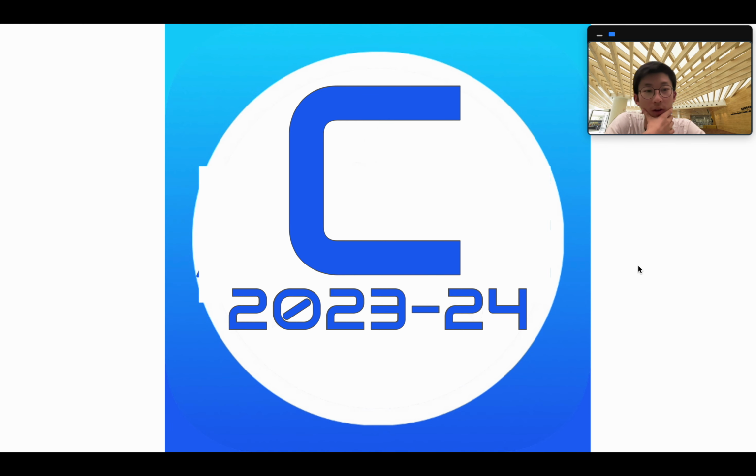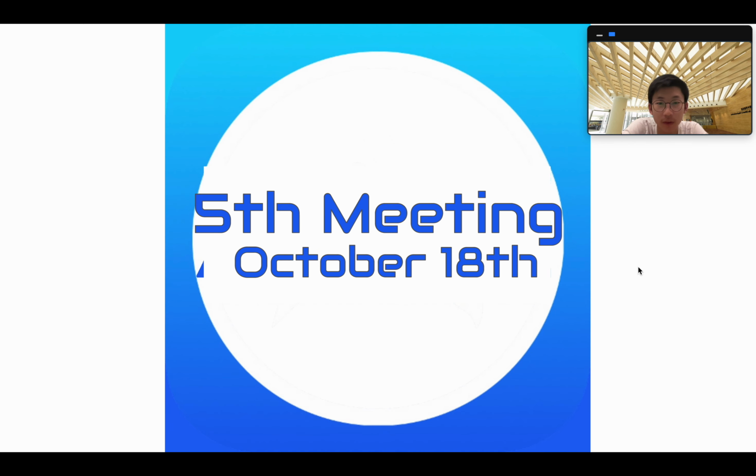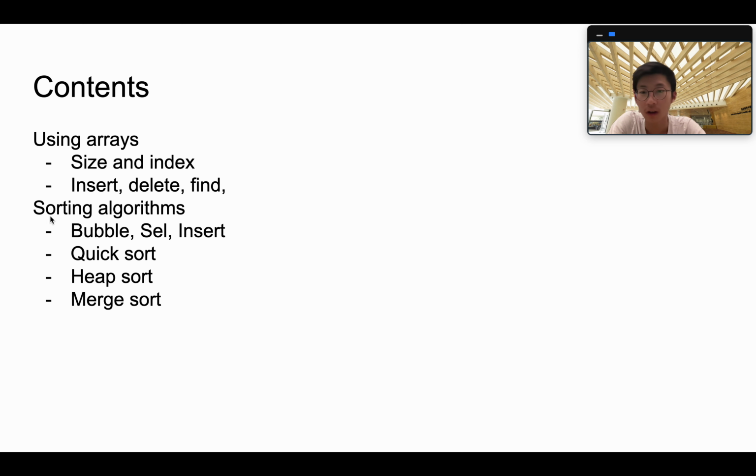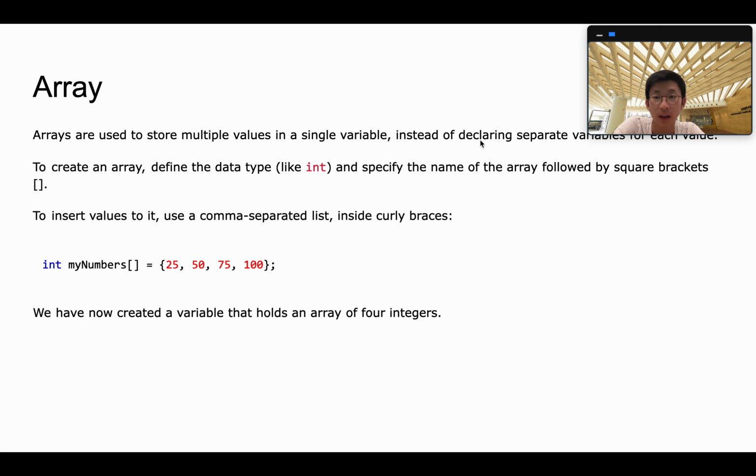Okay, so C, lecture 4. Today we're going to learn about basic algorithms, which is aka just sorting algorithms. In this class we're going to cover arrays, which we already learned about, but we'll go over that briefly again. And then we have bubble sort, selection sort, insertion sort. And then in the second half of the lecture we'll do quick sort, heap sort, and merge sort, which are the more advanced ones.